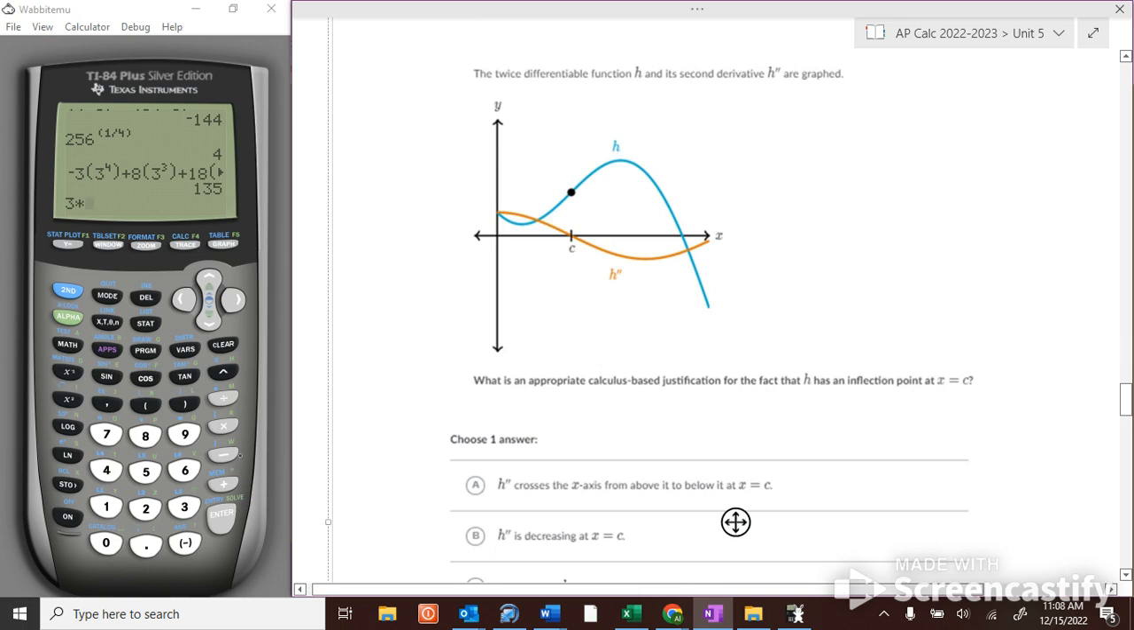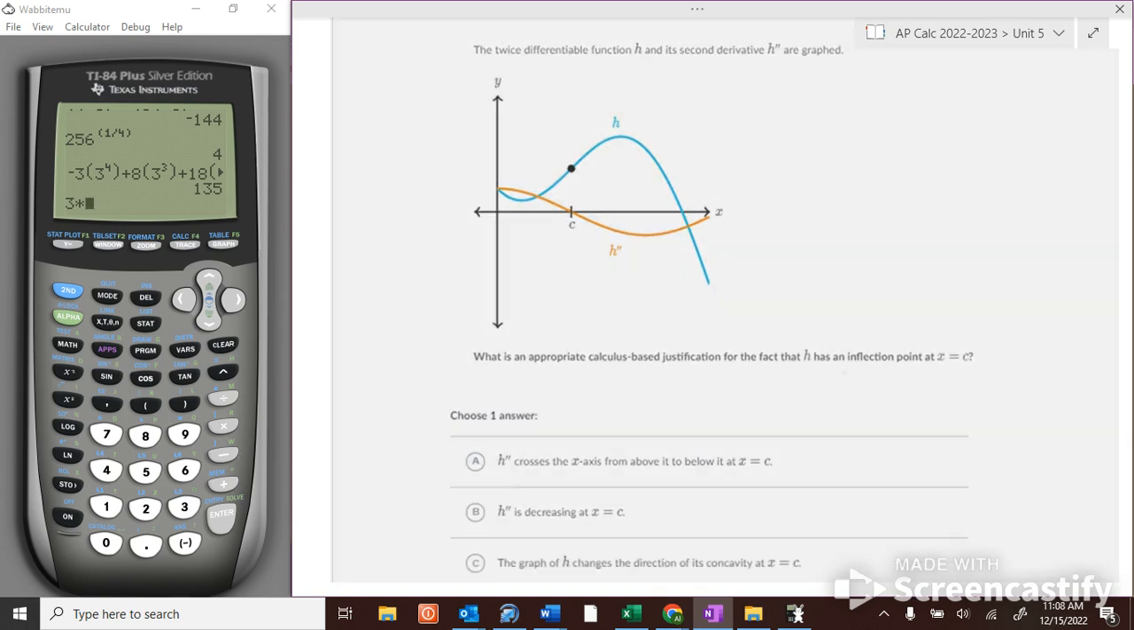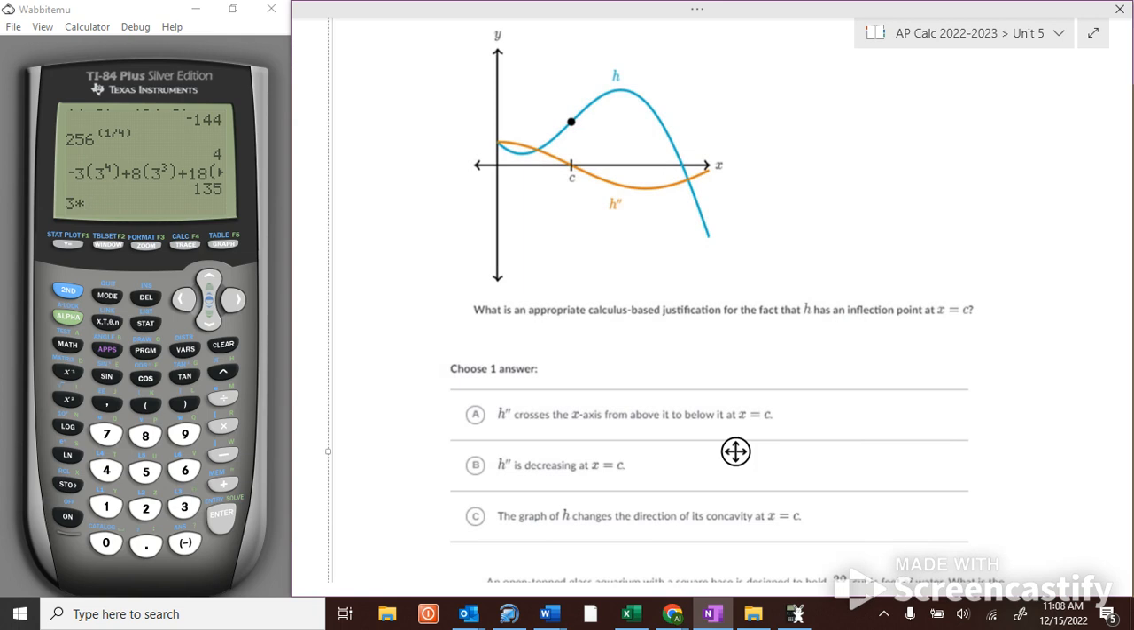What's the justification that we have an inflection point at C? Well, where it crosses the x-axis, okay, when it crosses the x-axis, there's a change in concavity. So it would be A.